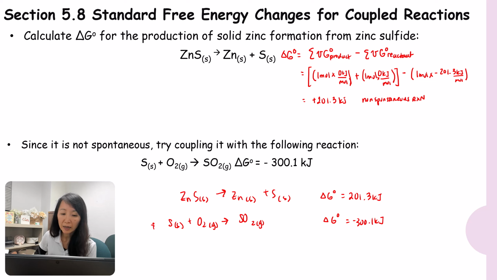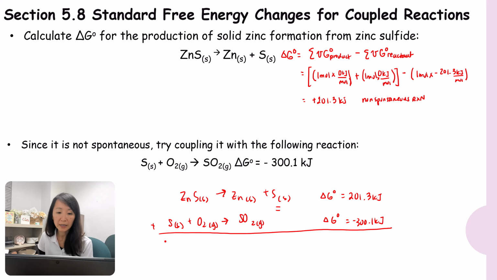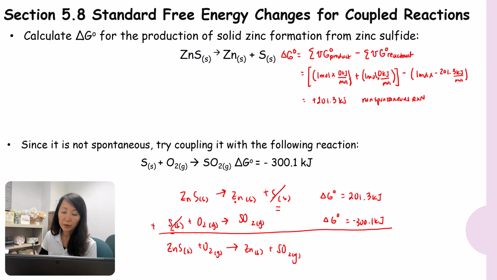And you're going to just add the two and find the net, meaning that here's my sulfur on the product side, and here's my sulfur on the reactant side. One sulfur is on the reactant side and one sulfur is on the product side. You can cancel these out since they're on opposite sides. Everything else is left over, so therefore you write zinc sulfide solid plus the oxygen forming into zinc solid plus sulfur dioxide gas. All right, so that's it for the equation portion.